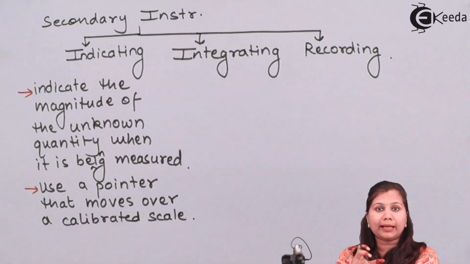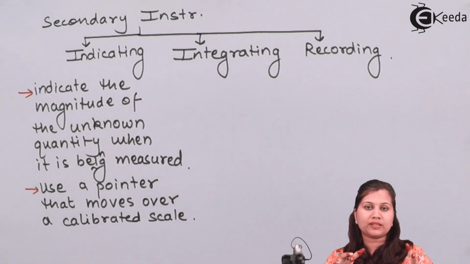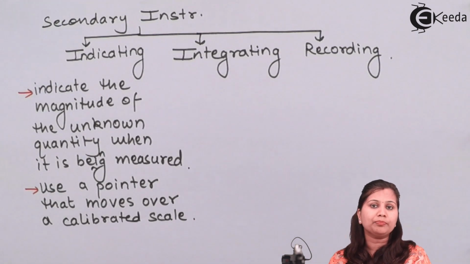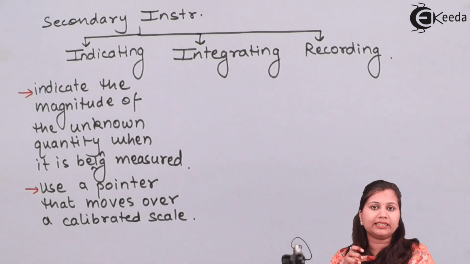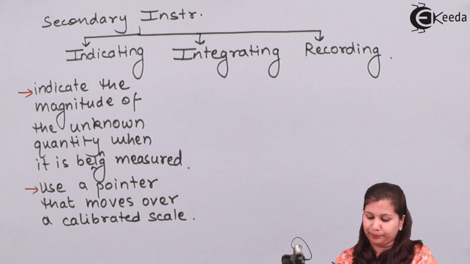So at the time of measurement, suppose we are connecting a conductor with the ammeter, and we want to measure the current across the conductor. So we are directly getting the value of the current through the scale.